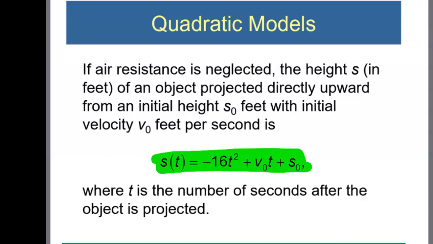Now, the v sub naught and the s sub naught are constants. These right here are constant values, and they're going to depend on the application. So if you're working an applied problem, the v sub naught and the s sub naught are given quantities. So let's apply this.